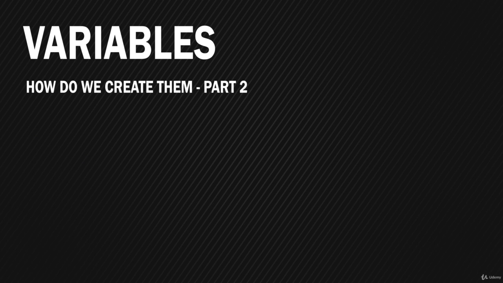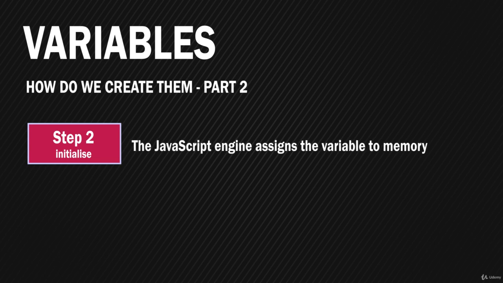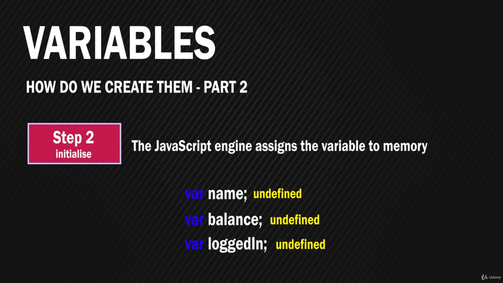And this brings us on to step 2. Remember what step 2 was? That was when you initialized your variable. And that means the JavaScript engine assigns the variable to memory. That's all it means. But you've done nothing else in your code. You've still just written var name, var balance, var logged in. And remember, when it assigns this to memory, it is going to place an undefined value to each of those variables because we have not yet assigned a value.